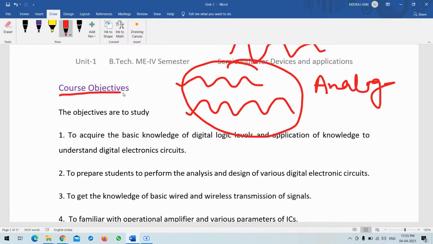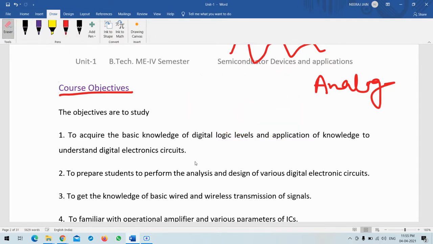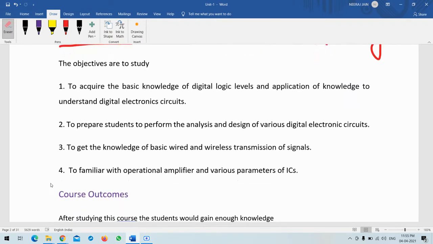So the major objective of the study of this course is, first, to acquire the basic knowledge of digital electronics and the application of knowledge to understand digital electronic circuits. Second, to prepare the students to perform the analysis and design of various digital electronic circuits. Third, to get the knowledge of basic wired and wireless transmission of signals.